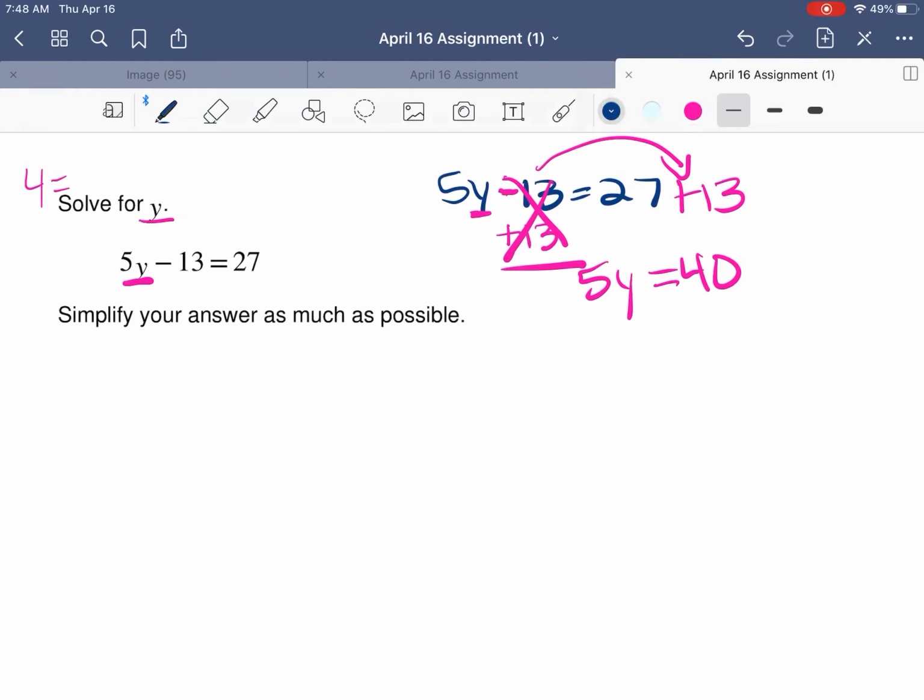Okay, so then my next step is to isolate the variable, right? That's our goal. So then I'm going to divide, and right now these two are multiplying, so I have to do the inverse of multiplying, which is dividing. So if I take 5 and divide it by 5, I get rid of it over there, but bring that over here, do the same thing. I have to do whatever I do to one side, I have to do to the other. So now I have 40 divided by 5, which is 8. So my answer would be y equals 8. And that is how you do number 4.